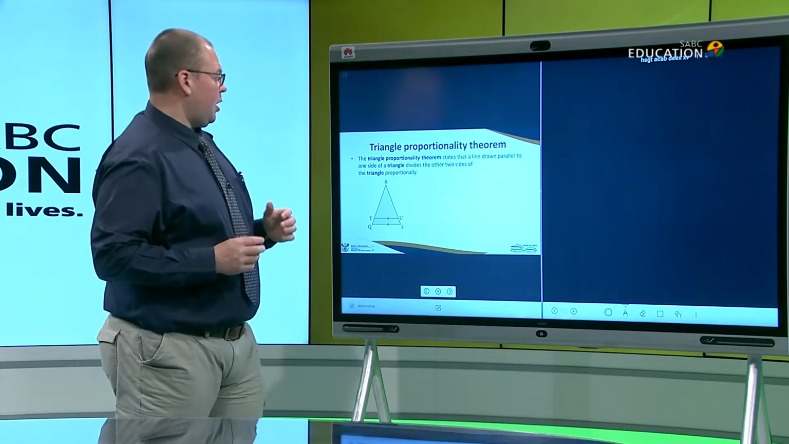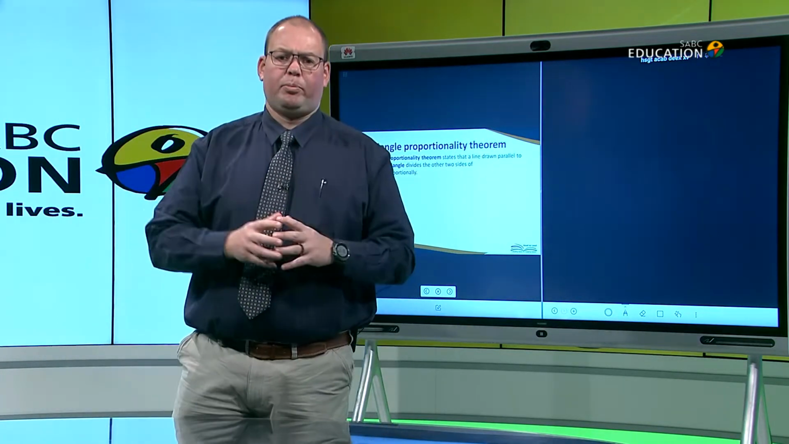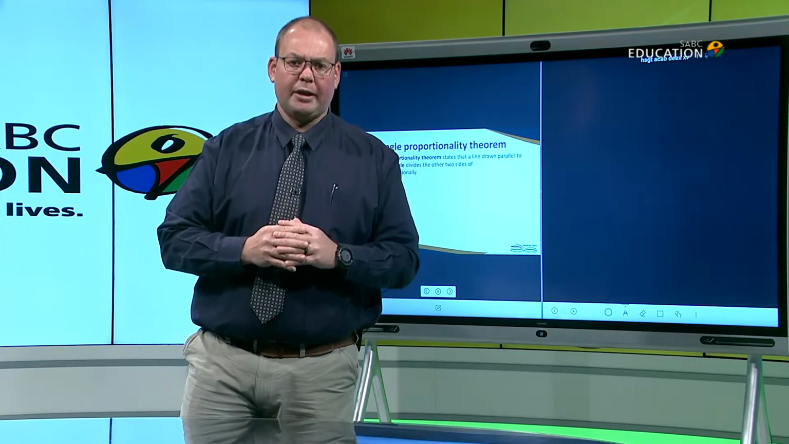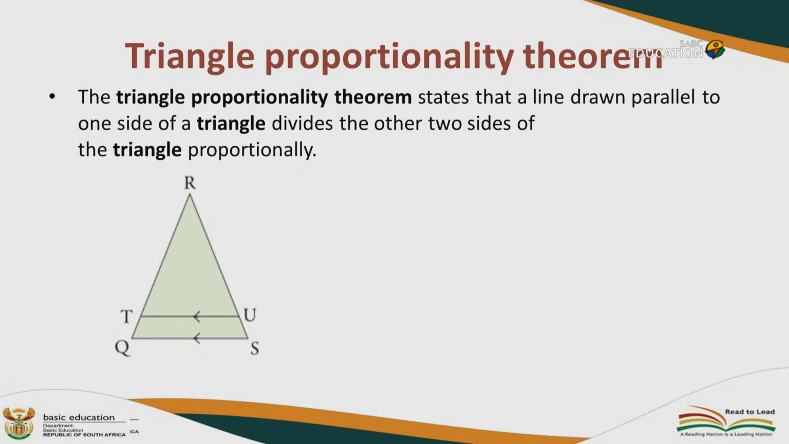So now that we've done similarity, let's look at proportion, because this is where we want to get to today. The triangle proportionality theorem states that a line drawn parallel to one side of a triangle divides the other two sides of the triangle proportionally. Now this is where the difference comes in between similarity and proportionality.